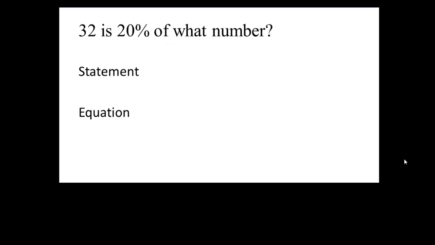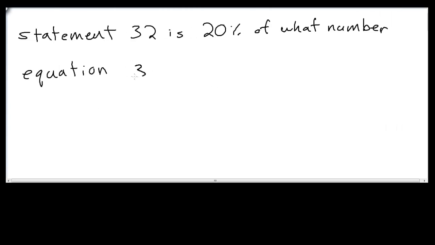Let's look at the question. 32 is 20% of what number? To solve a question like this, I want to understand that is interpreted as an equal sign, of is interpreted as a multiplication sign, and the phrase what number refers to an unknown or a variable. So from that, I can change my statement into an equation. So 32 is 32, which I'll make. Is becomes my equal sign.